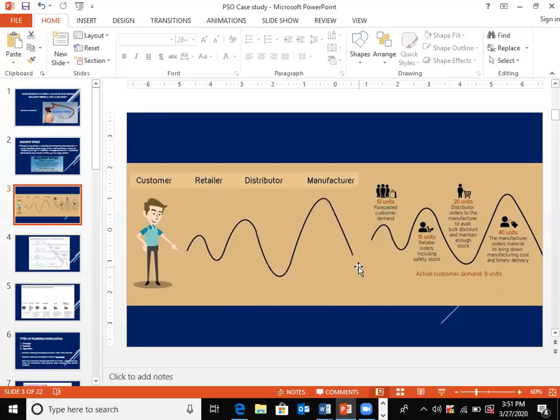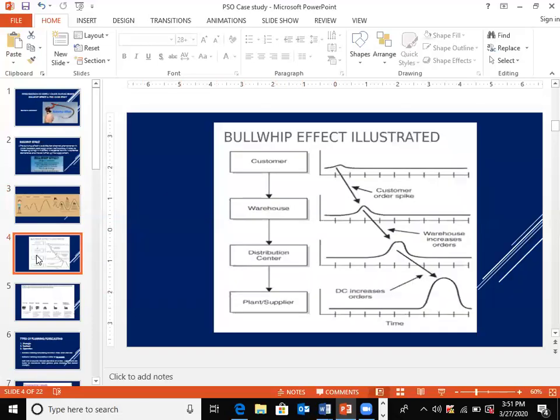So what we're seeing here is a steady shift, right? So the customer, and that's why you see the customer over here, he just made an order for 10. So the highest level of this particular chart over here, it gets amplified as you're going down the supply chain.